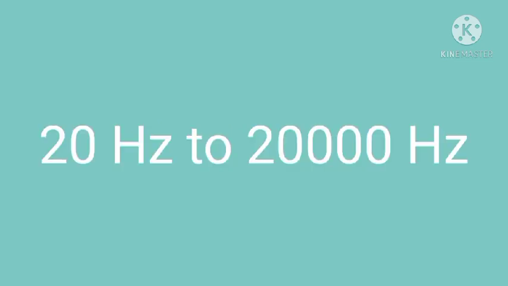Next is the audible sound. The sound which can be heard by humans is called the audible sound. The sound between 20 Hz and 20,000 Hz can be heard by humans. Means if an object produces 20 vibrations in 1 second or 20,000 vibrations in 1 second, that sound is heard by humans. So the range of sound between 20 Hz and 20,000 Hz is heard by humans. That's why it is called the audible sound.